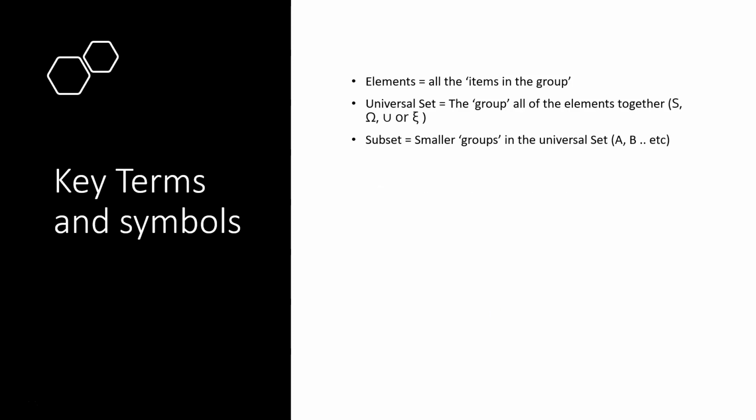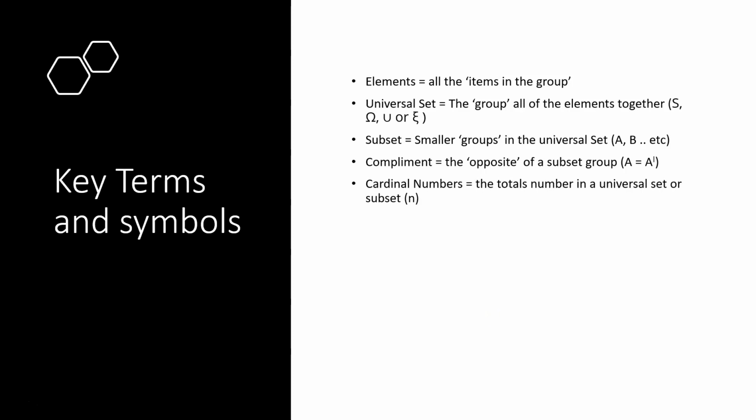Then you have those subsets that are smaller. So if you're rolling the dice, you might be looking at the probability of rolling an even number or an odd number. That would be a subset. The complement is the opposite. And remember, when it comes to our Venn diagrams, that complement is quite important.